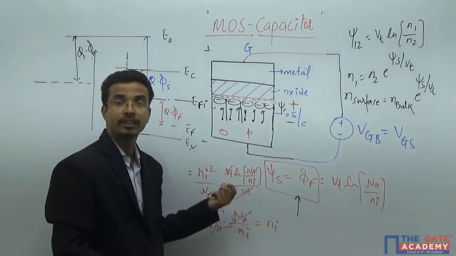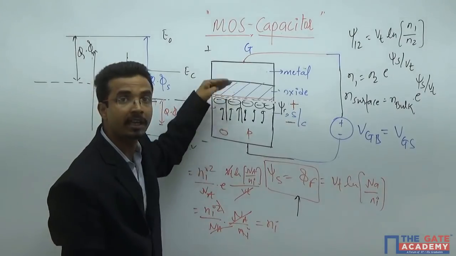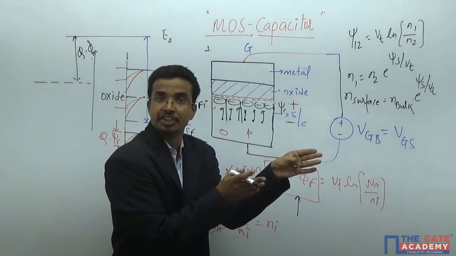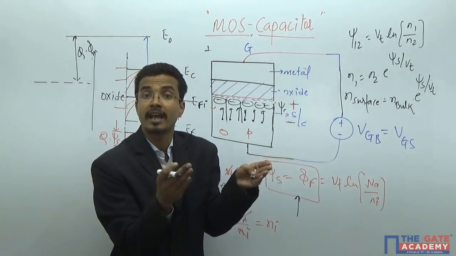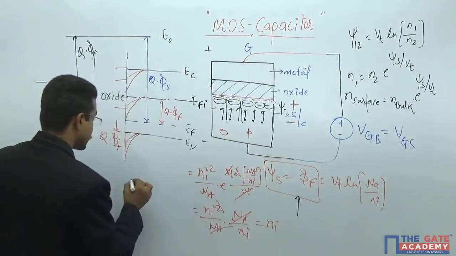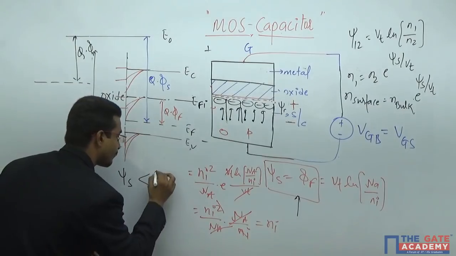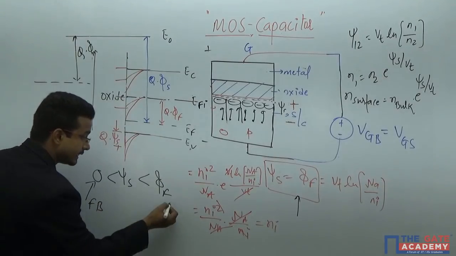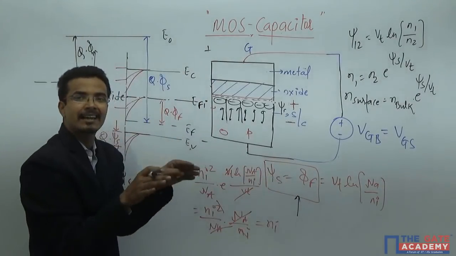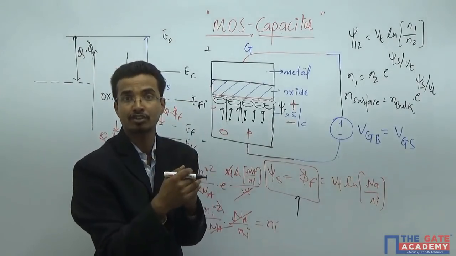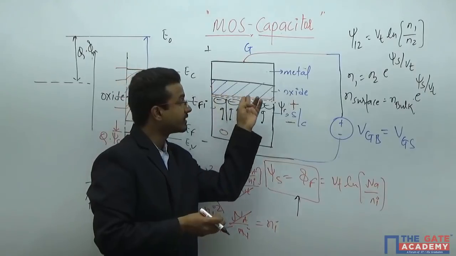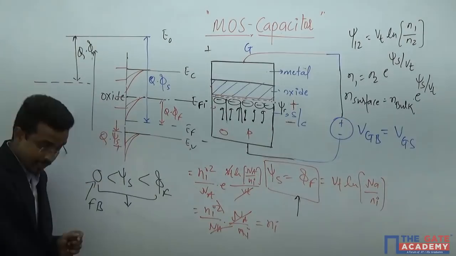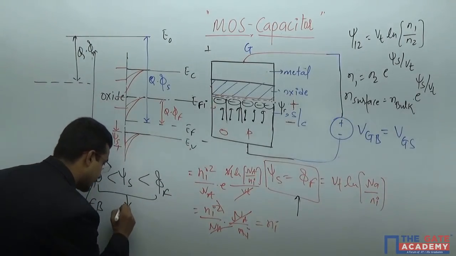That means at this particular surface, this is Ni. Before this, what is happening? You are depleting the holes from here. So whenever psi S increases from 0, the flat band condition, to phi F, that is known as the depletion mode. That means when psi S is less than phi F but greater than 0, this is the case where the holes are decreasing as you keep on increasing the electron concentration at the surface. So this region, from 0 to phi F, is known as depletion.